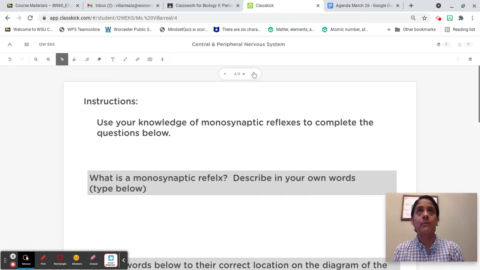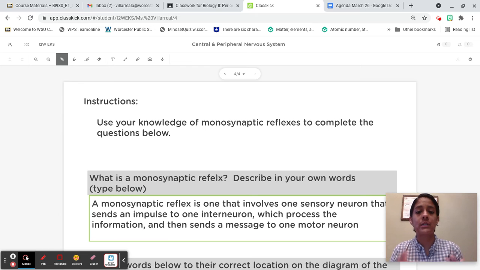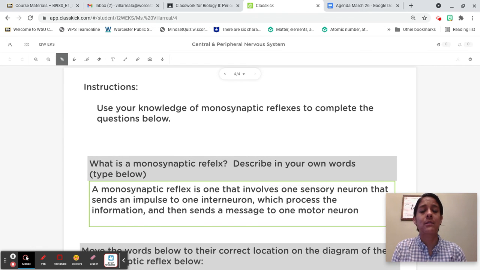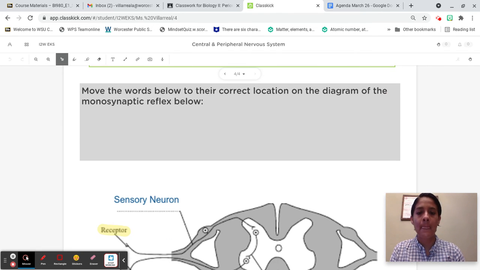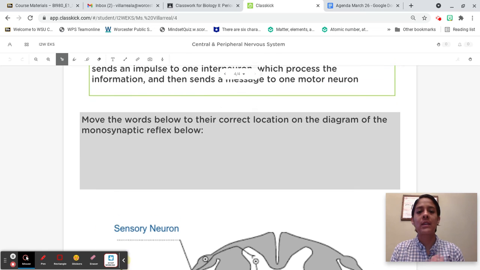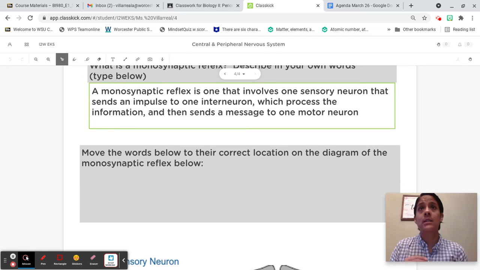And finally, we're going to come down to the last slide, which is about monosynaptic reflexes. So the instructions here say use your knowledge of monosynaptic reflexes to complete the questions below. So the first question, what is a monosynaptic reflex? Describe in your own words. So we're thinking about how one sensory neuron receives input from the environment, sends that signal to the central nervous system, to one interneuron that sends it to the motor neuron to control some sort of movement.